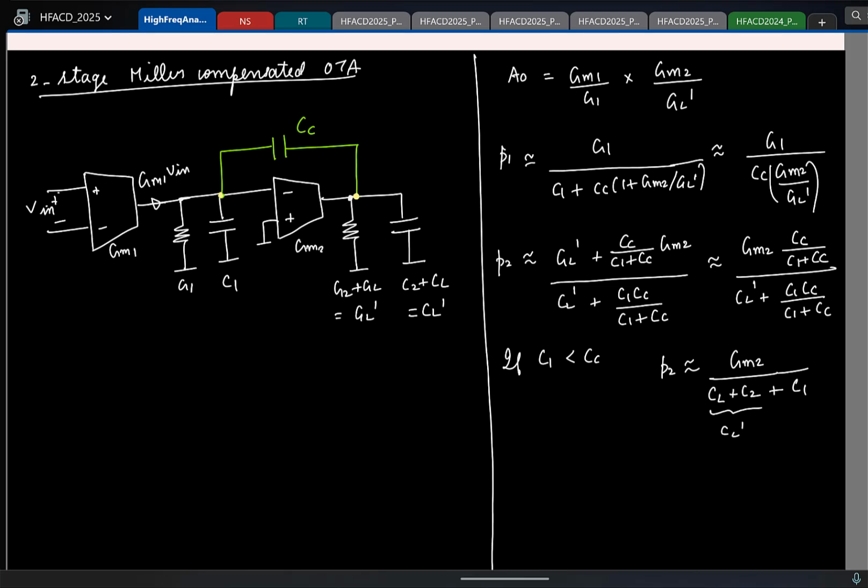So once again I also say that this is smaller than CL also. So what I am saying is C1, C2 are all smaller than CL, which typically can be the case. So how can you further approximate the second pole? That's it. So this is assuming C2 is smaller than CL and C1 is smaller than CL. So under these two conditions is where you can approximate it like this. So please be wary of when we are making the approximations.